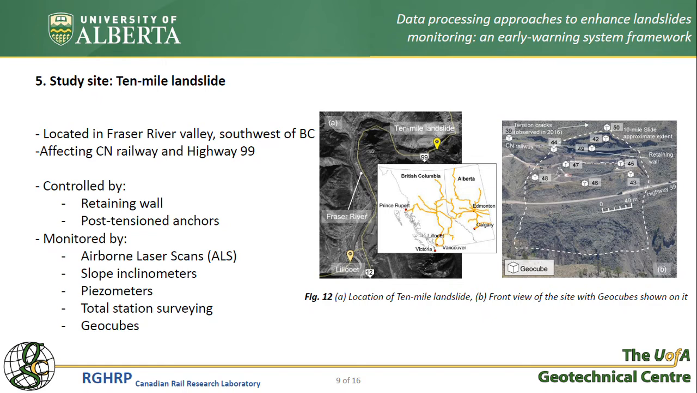One of the actual slides that we used for further validation of results was the 10 Mile landslide. In southwestern British Columbia, it is located in the Fraser River Valley, 10 km north of the town of Lillooet. Its movement is vital to a section of Highway 99 and CN Railway, and various methods and techniques have been employed to control and monitor its displacements. In this study, we used the GeoCube data that recorded its movements for almost 2 years, and in figure 12b you can see the distribution of these units on this landslide.